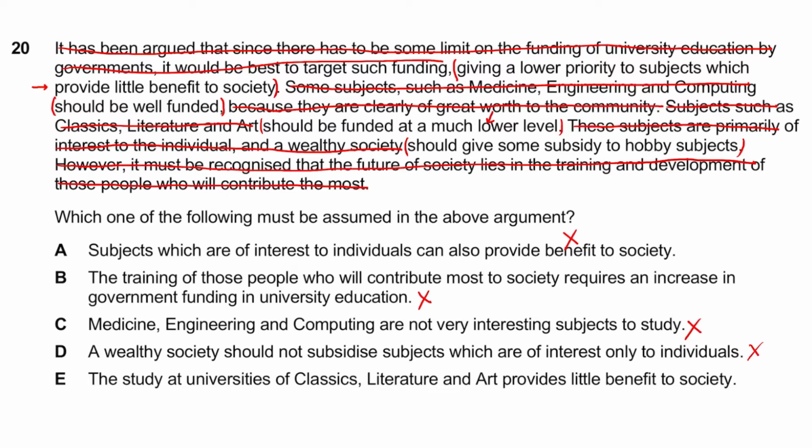So you're basically assuming, then, that what the person who wrote this is trying to get at is that those subjects are providing no benefit to society. So that's why E is going to be a good fit here. So I'm going to bracket that off, and I'm also going to select this as our final answer.